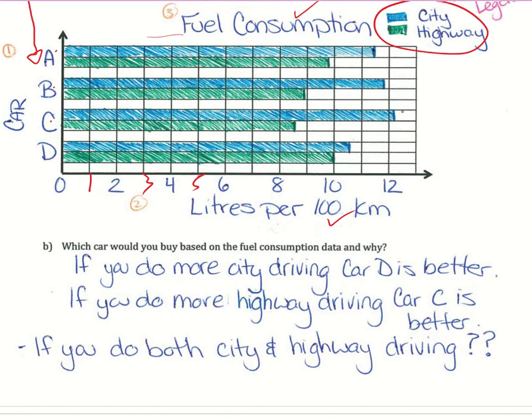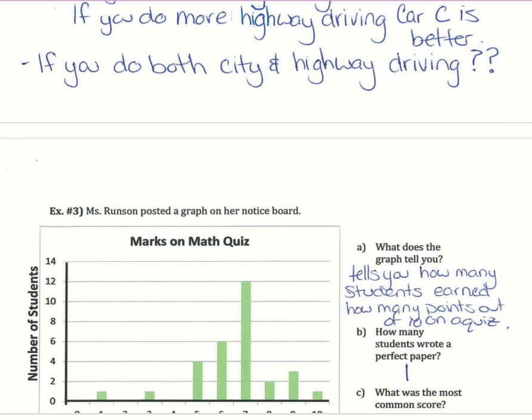Well, it looks like car C is really good in the city, but car D looks a little bit better on the highway, right? If you take a look at that. So I would probably, it depends what you're doing, right? Would you drive more? If you're doing a balance, you can take a look, but if you're doing more highway, definitely looks like car D is better. If you're doing city, definitely looks like car C is better. So again, you'd have to make the call on that one.